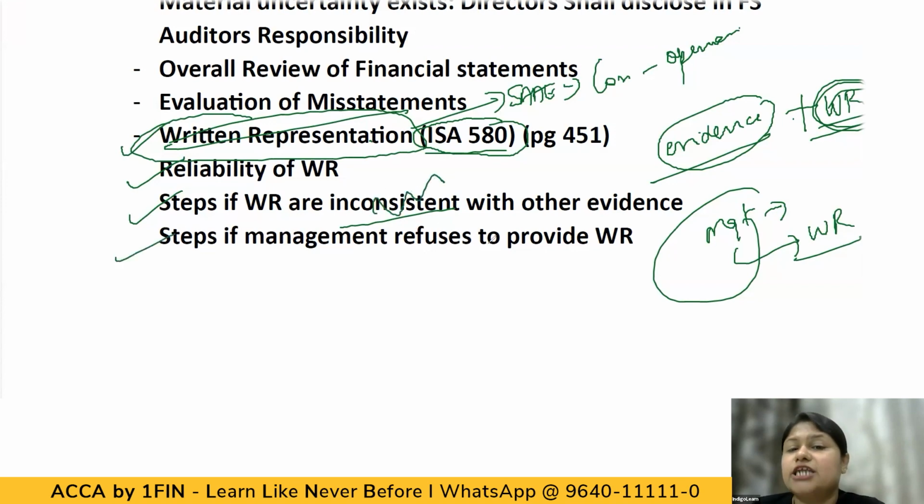Then steps if the management refuses to provide written representation. You are asking the management to provide written representation regarding some matter, and management says it will not provide. In that case also you start having a doubt in your mind. This will give you an understanding that something is wrong. You'll become more professionally skeptical, more alert. And this will be an indicator that something could be wrong in the financial statement. So your overall assessment of the audit, overall planning, everything could undergo a change. Correct? So let us take some part of it again from the study material because it becomes a very important point of discussion. So let's do it again.